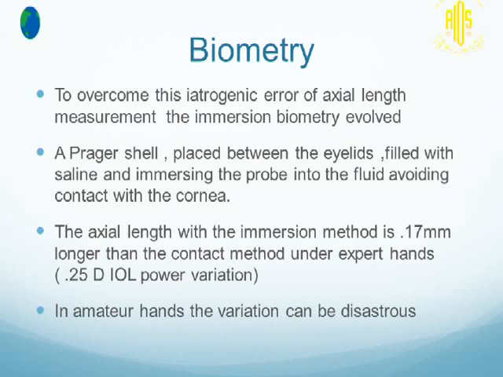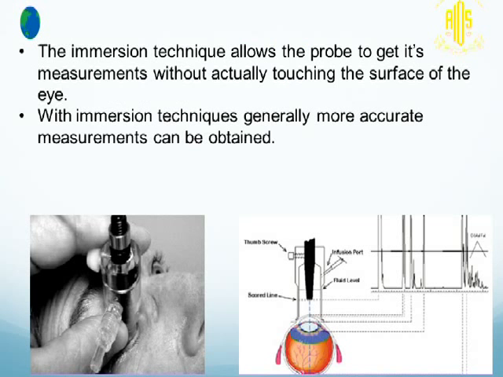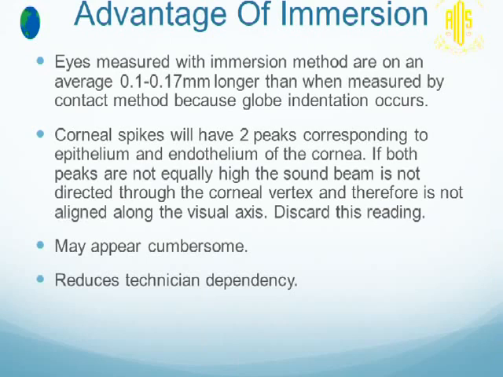I'm stressing this again and again because the care and the experience in taking this A-scan biometry, with the contact and the immersion biometry, is very, very important. In the case of amateur hands, the variation can be very disastrous. The immersion technique allows the probe to get its measurement without actually touching the surface of the eye. With the immersion technique, generally more accurate measurements are obtained. Eyes measured with the immersion method are, as I have told you, 0.1 to 0.17 millimeters longer than measured by the contact method.